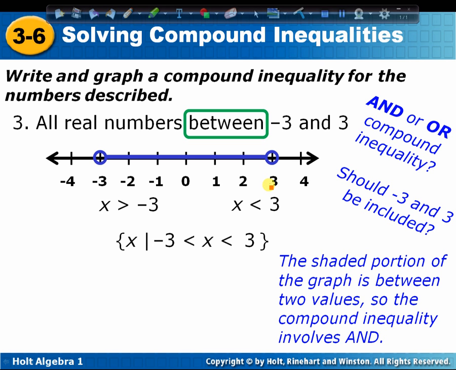So we took the numbers that were described, we made a compound inequality graph, number line for that, and then we wrote the compound inequality. Take a minute, make sure you have both the number line and the compound inequality written before you move on.